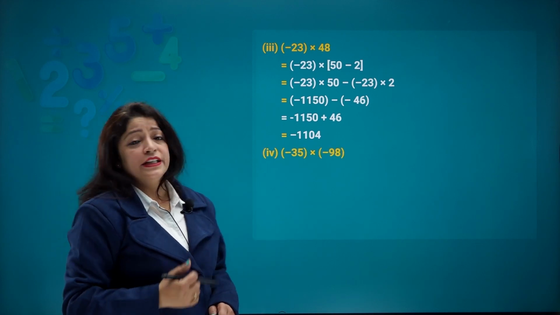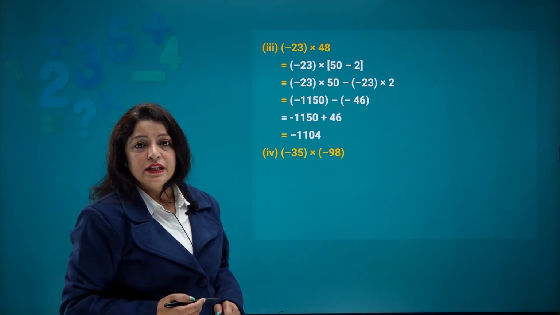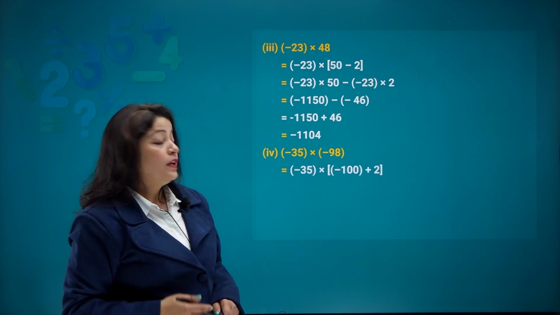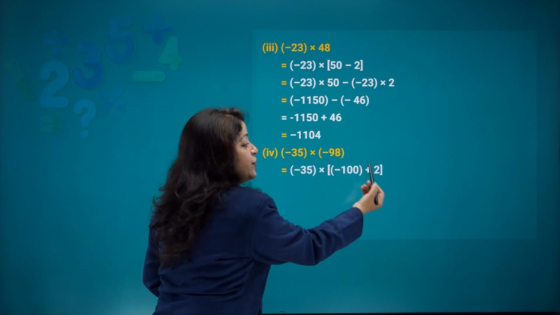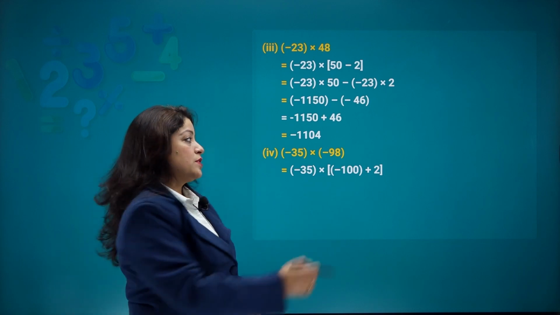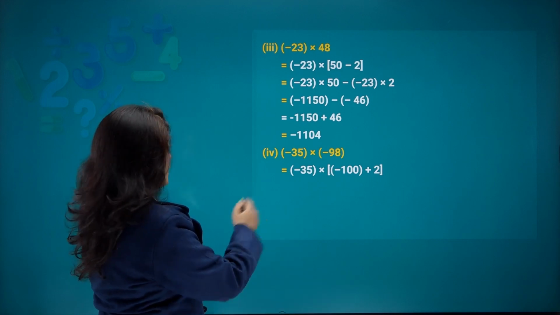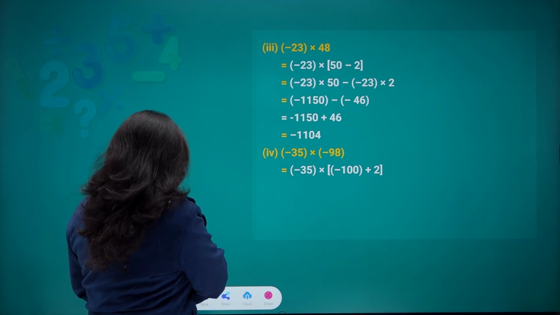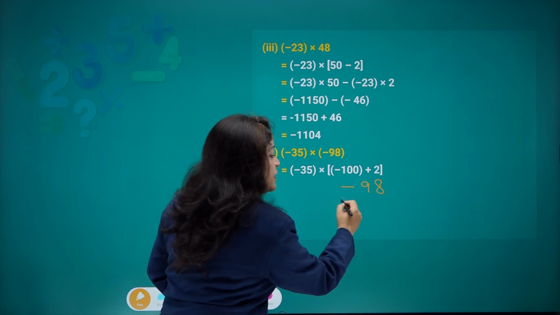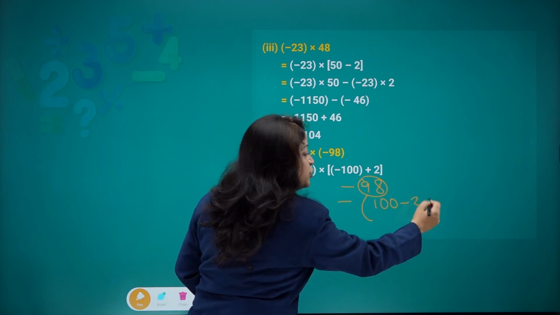Let us now take one more example over here. If both the numbers are negative, then what happens? Minus 35 is multiplied by minus 98. Now let me split one number. I can split minus 98 as minus 100 plus 2, a very important thing. We will not simply write it as 100 minus 2. This is a negative number, so here we need to put one more thing. It is minus 98, right? So you can simply write minus and write 98 as 100 minus 2.